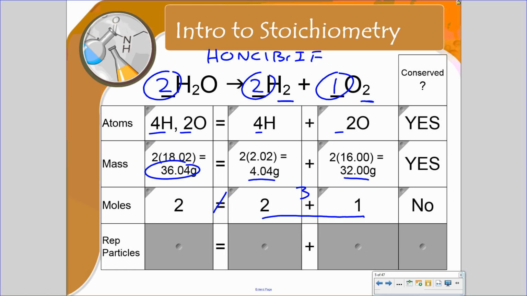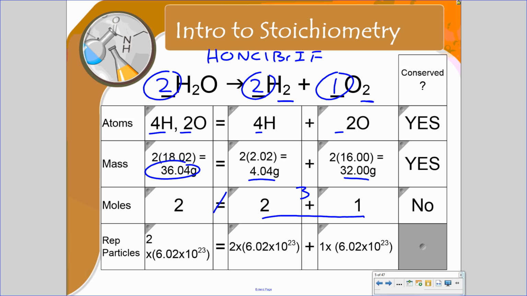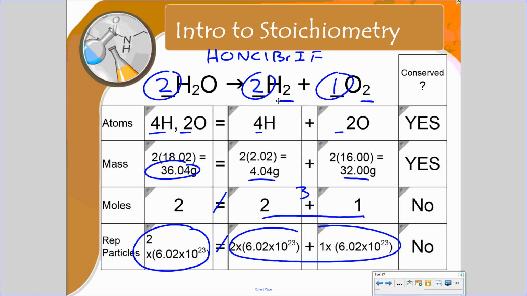For representative particles, we're dealing with 6.02 times 10 to the 23rd. We have 2 moles on the reactant side, so we have 2 times 6.02 times 10 to the 23rd. On the product side, we have 2 moles of hydrogen, so 2 times 6.02 times 10 to the 23rd, and then we have 1 mole of oxygen, 1 times 6.02 times 10 to the 23rd. I haven't done this math, but I do know this side added together does not equal that side. And so, no, it's not conserved.